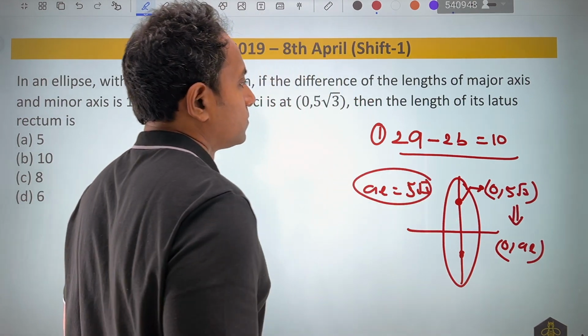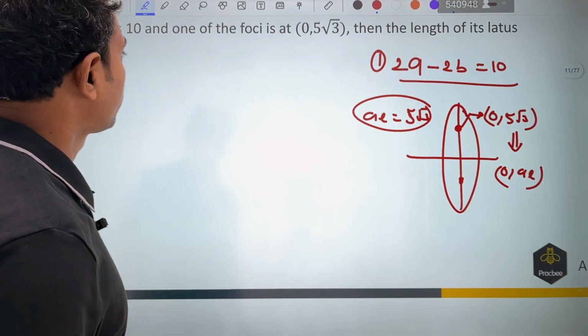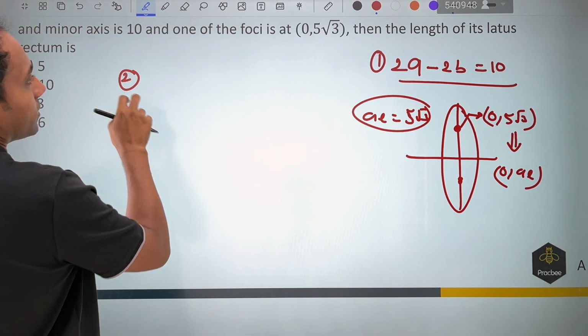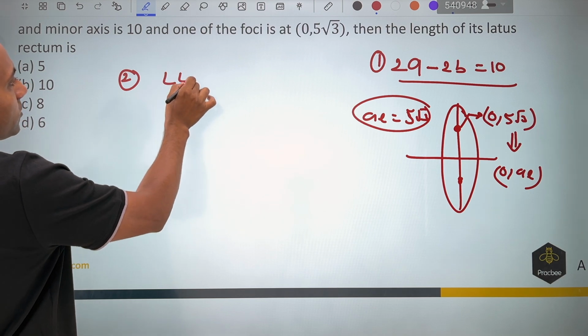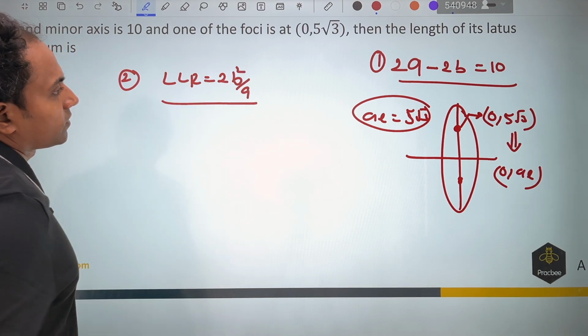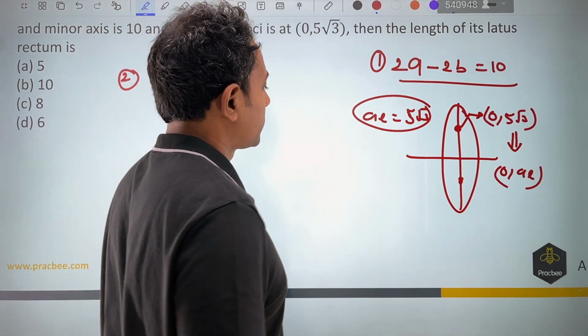This we know. So using these two relations, now our duty is to find the value of a and b. And what they are asking is the length of latus rectum. The length of latus rectum is always 2b square by a. If I substitute the value, put it here, I should get my answer. Now let us do it.